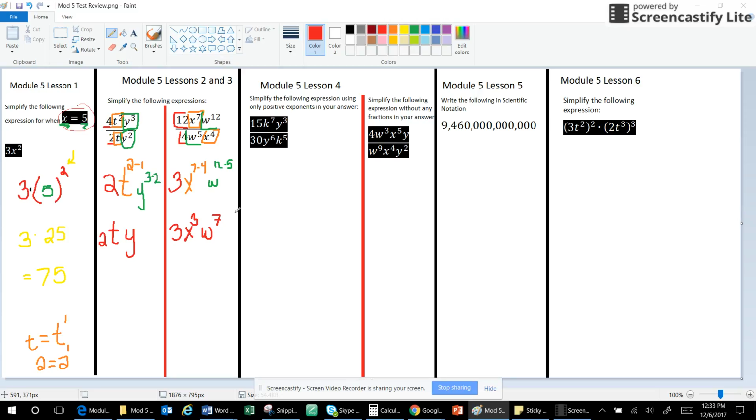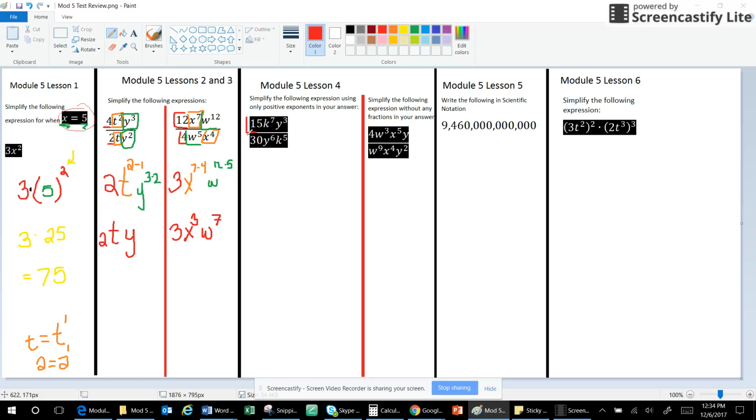All right, moving on to lesson 4. Simplify the following expression using only positive exponents in your answer. So we're going to simplify this down, and if we wind up with a negative exponent, we got to know what to do with that. So try this one on your own. All right, go back to lesson 4 if you need a quick review. Click continue whenever you're ready to check your work.